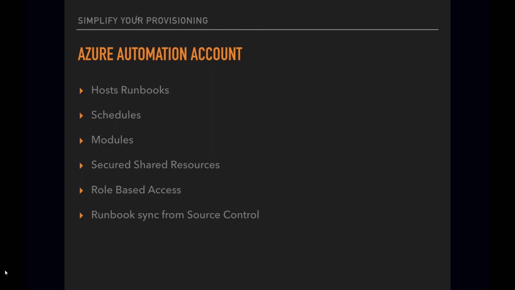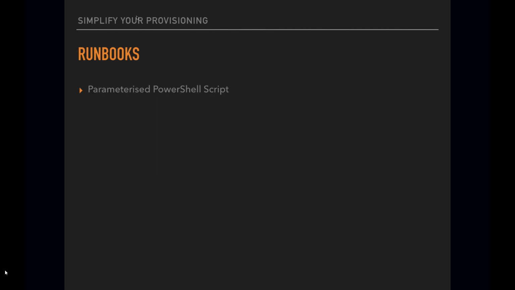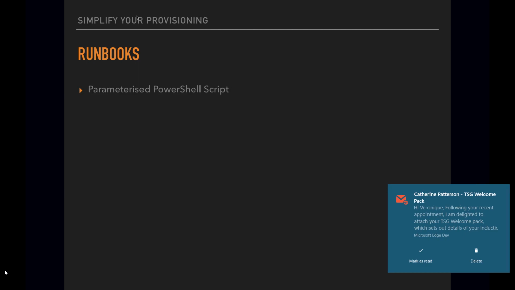Source control, which we didn't quite get into, but there is an option to add source control, so you can have your runbooks in GitHub or in DevOps now. You can push your runbook PowerShell script code into a repository, and the Azure Automation account will know that there's been an update, and it will automatically update the runbook's code.